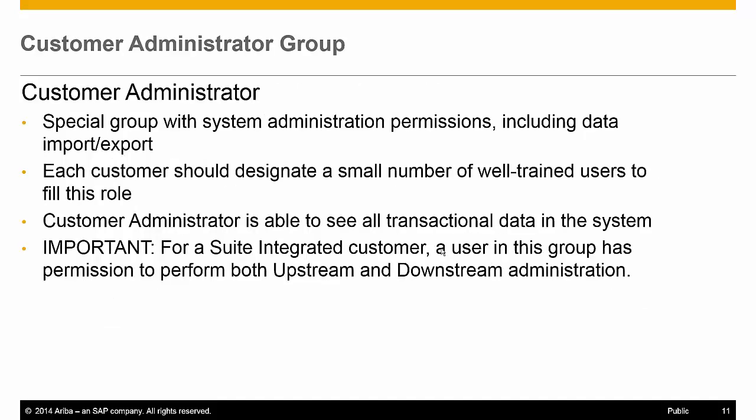So let's start off with the customer administrator group. Customer administrator is basically your system administrator of Ariba. This is the most powerful group within the entire system, and as such, of course, you want to grant this very sparingly. This will allow you to access data import-export functions and almost all configuration functions. It is also able to see all transactional data in the system, so that is enterprise-wide. So again, it has visibility to everything and access to most configuration areas. So please grant this group sparingly.